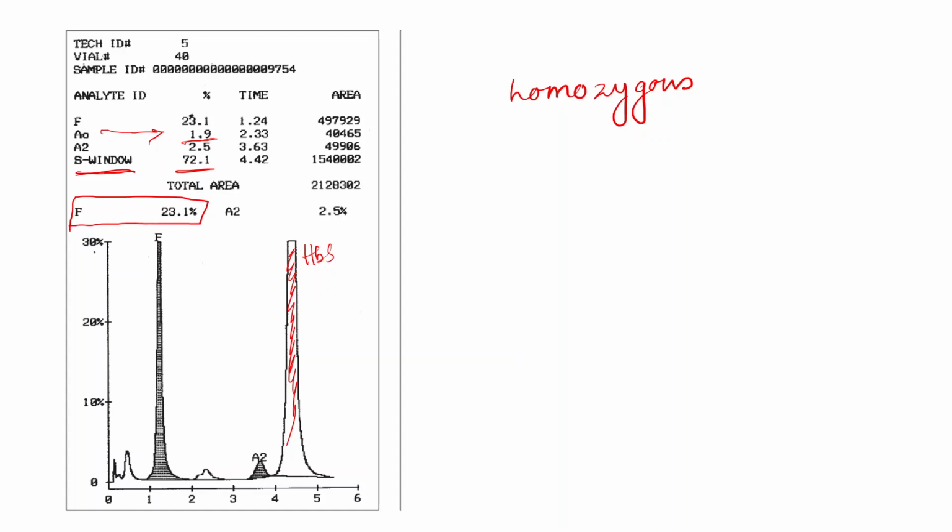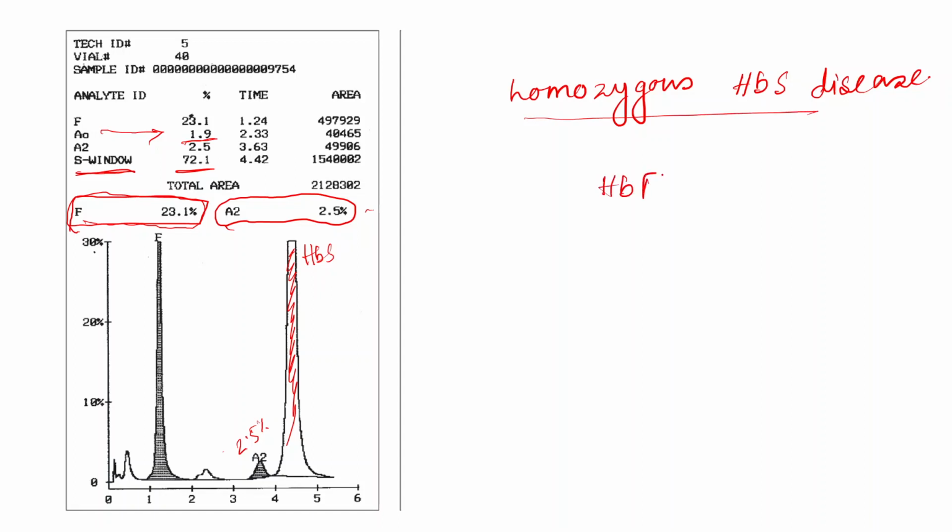As we have already discussed in a previous slide, whenever there is an increase in F, we have to look for A2. This A2 level here is 2.5% and it is well within the normal limit. So, this is a homozygous HbS disease. Now the question arises, why is there an increase in F? You have to remember that in homozygous HbS, the HbF can also increase. It can reach up to 20, sometimes 25%. This is absolutely normal with a homozygous variant of HbS. This can also be a compound heterozygosity, but again, to call it a compound heterozygosity, the HbA2 should be significantly increased.